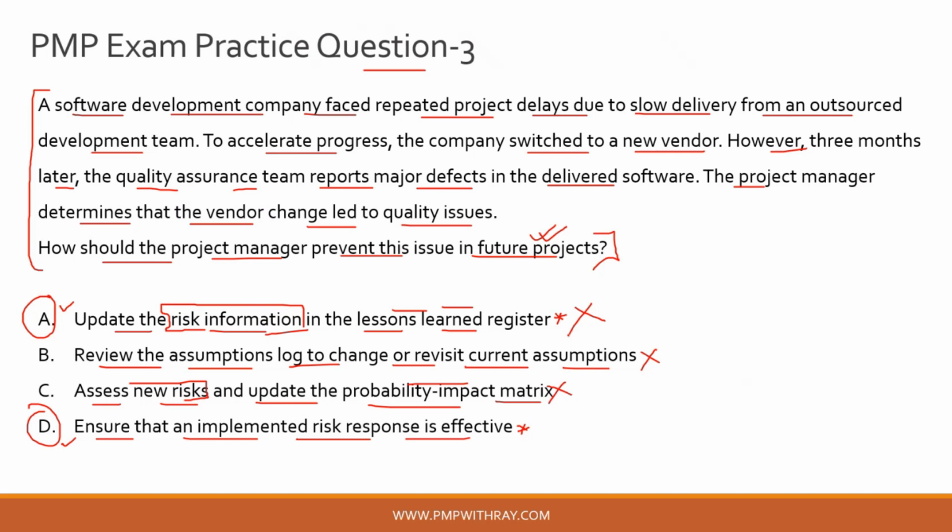So that is why option A is incorrect, guys, and the correct answer to this question is option D, which is to ensure that an implemented risk response is effective, and that itself is a learning that could be captured as part of your lessons learned. Risk information as a term is very broad in this context, and that is why option A is incorrect, but it's a very close answer choice, guys. So the correct answer to this question is option D.